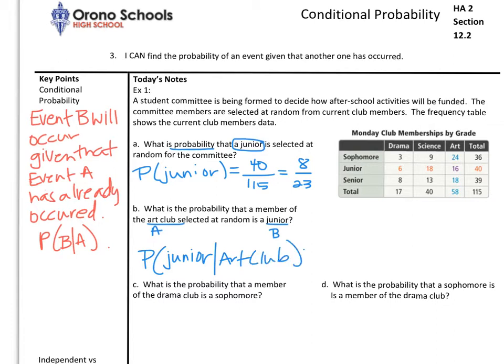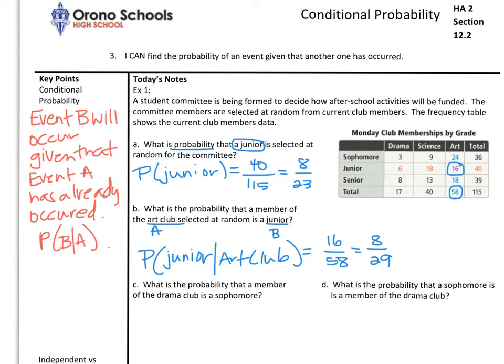Now it's not guaranteed that we use that 115 anymore, or we even use the 40 for the number of juniors. The art club participants have a total of only 58. That's going to be what has already happened. Based on the fact that we know somebody from art club is selected, what's the probability that they were a junior? Well, there are only 16 juniors that are in the art club. That would be the number of events we want to have happen. 16 out of 58 will reduce to 8/29.